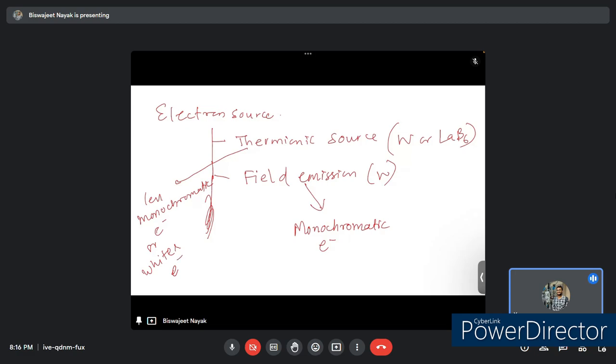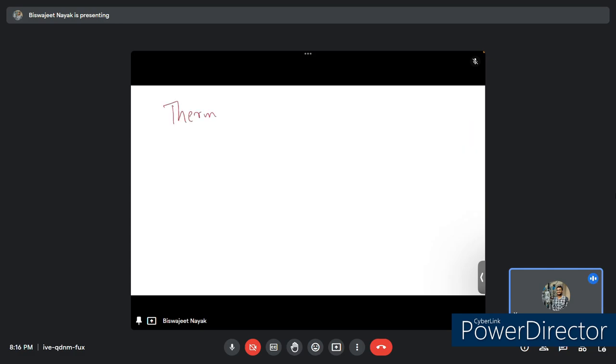So these two depend on two phenomena, thermionic emission and field emission. In thermionic emission, if we heat any material to a high enough temperature, we give the electrons sufficient energy to overcome the natural barrier that prevents them from leaking out from the surface. This barrier is known as work function, and this thermionic emission can be summarized by Richardson's law, which relates the current density from the source to operating temperature.